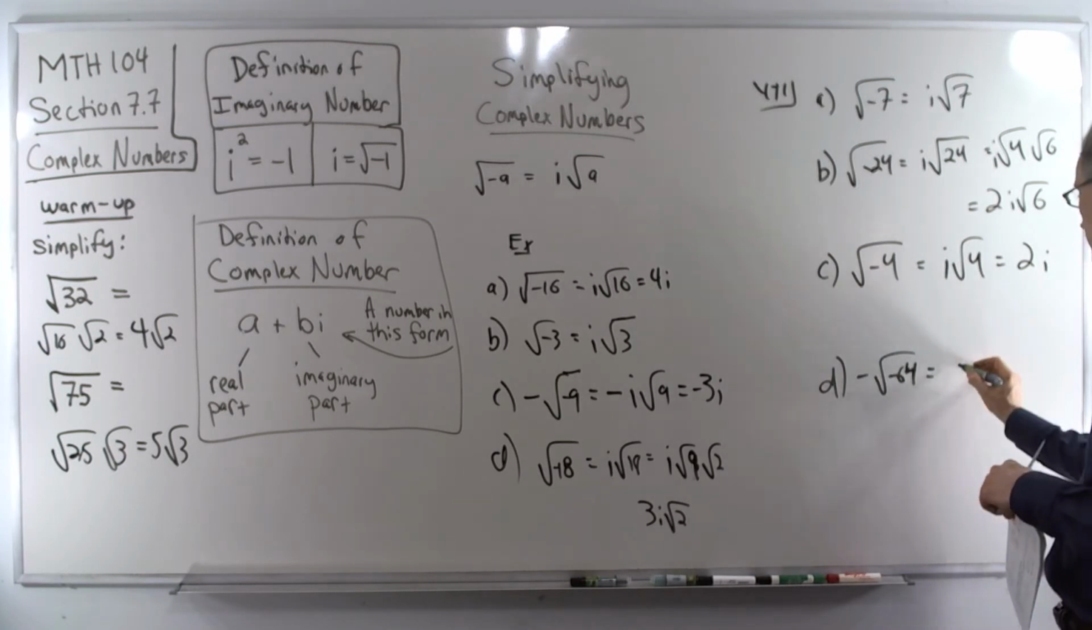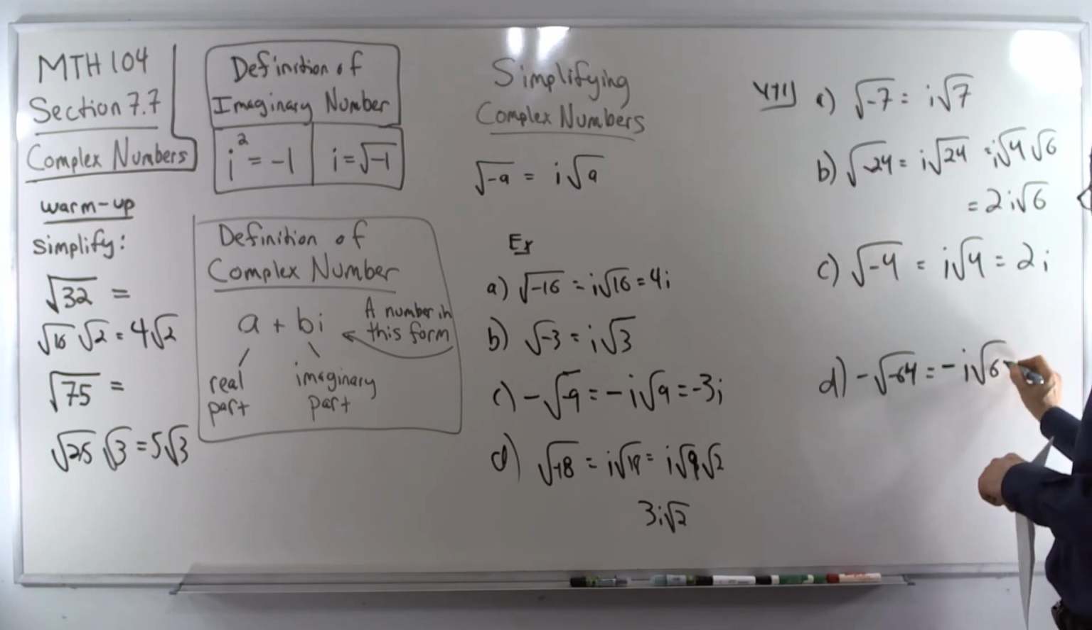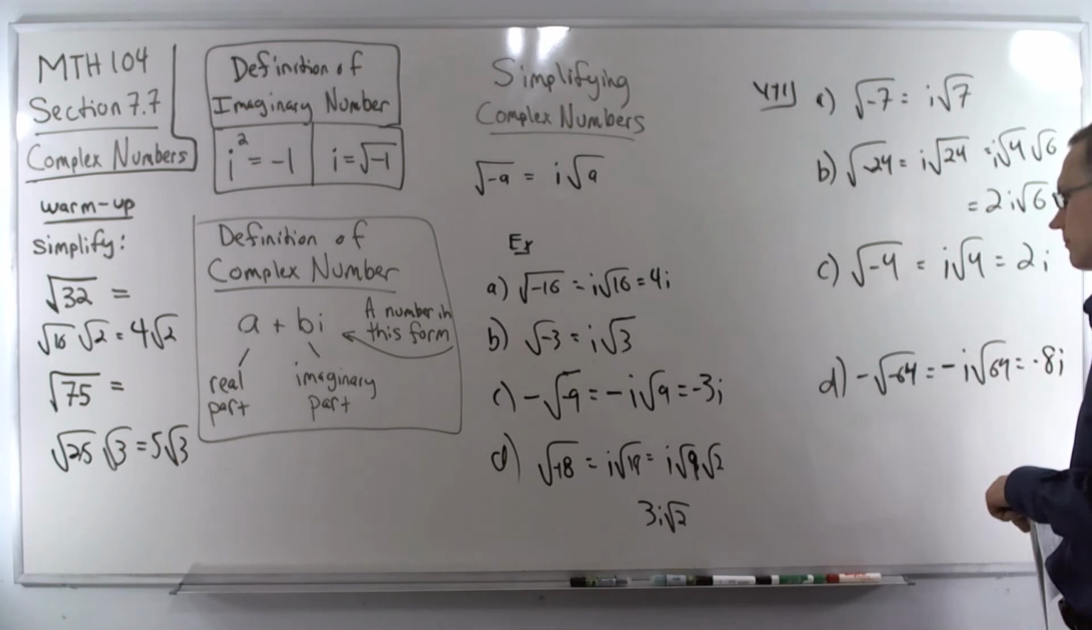And for this one, we got the negative i square root of 64. Square root of 64 is 8, so that's negative 8i.